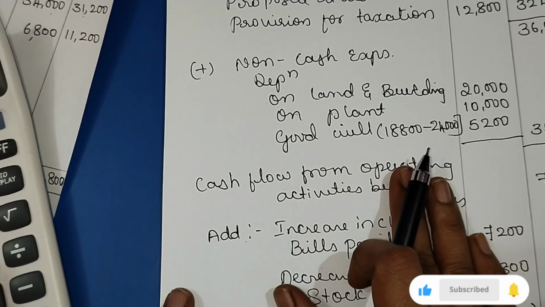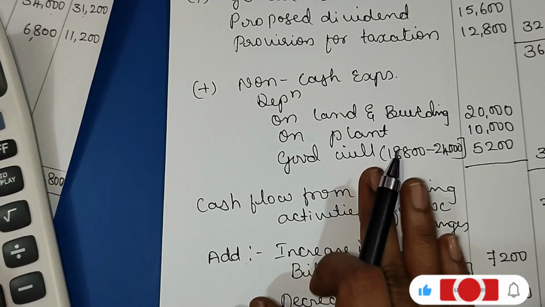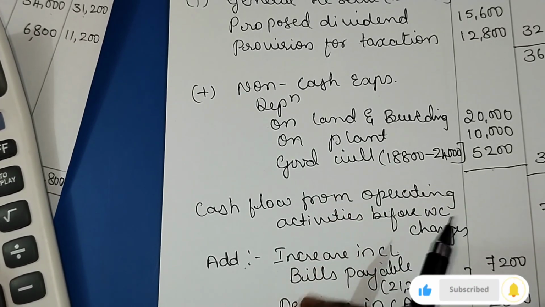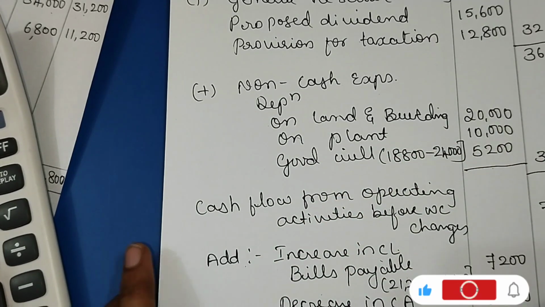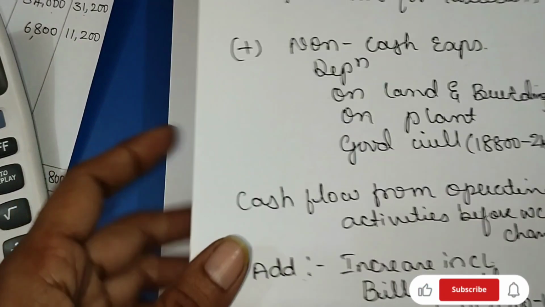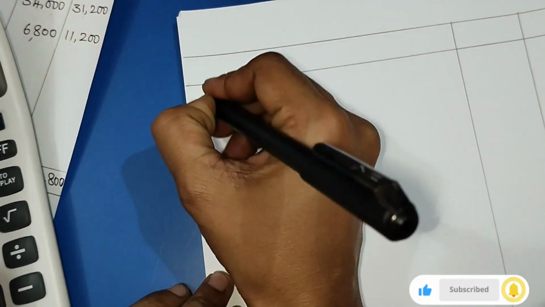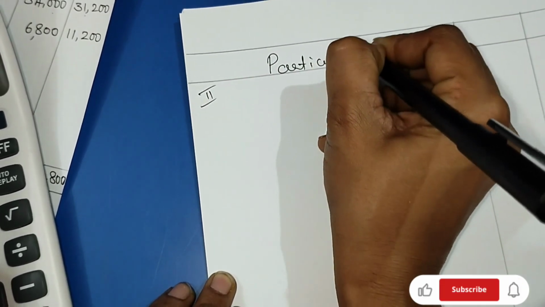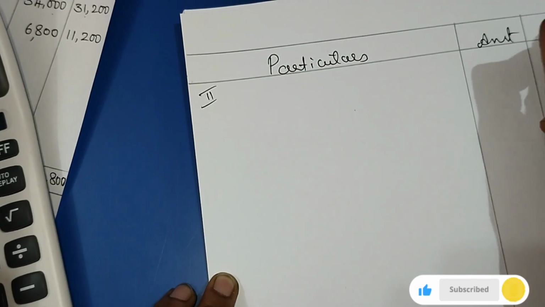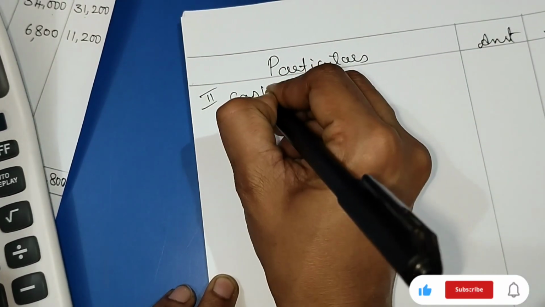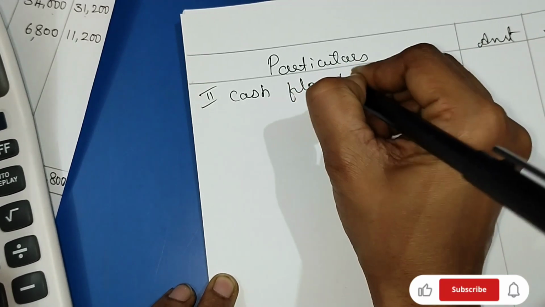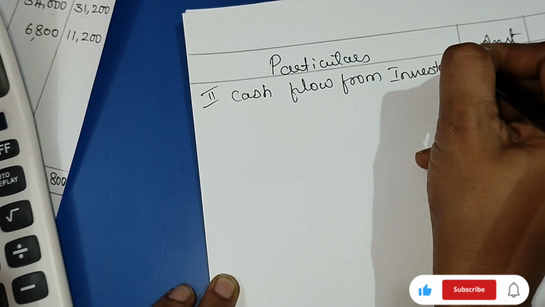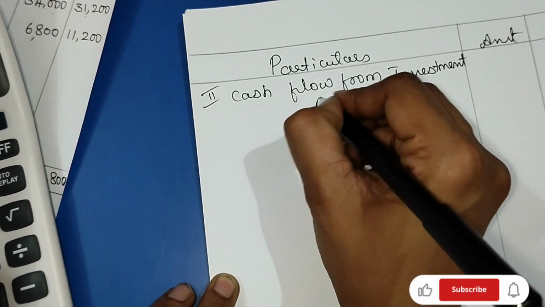With this, if any profit on sale is there, that we are deducting. Loss on sale is there means that we are adding. Expense we are adding, incomes we are deducting. Okay. Now, the second activity is investment activity. Right. Cash flow from investment activity. Investment, any purchase or sale. Right.